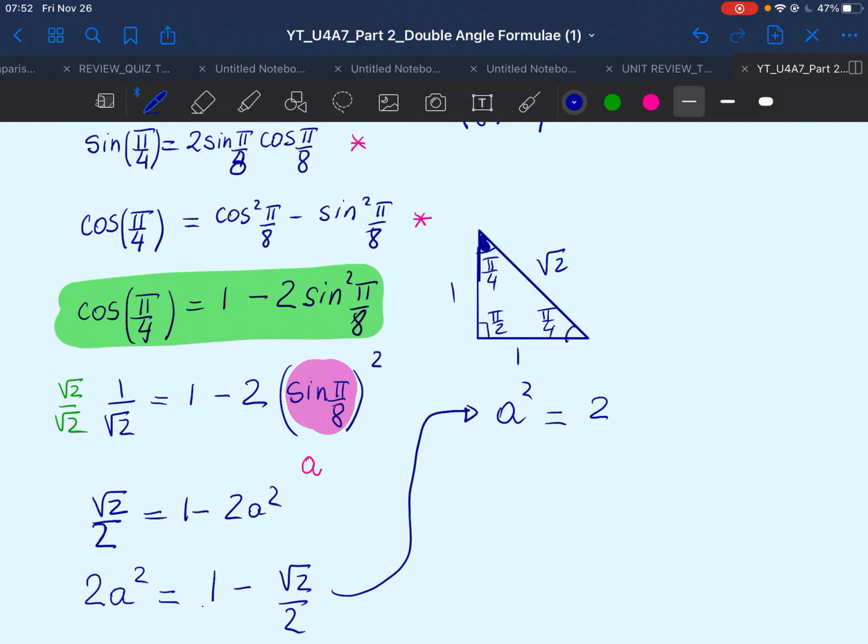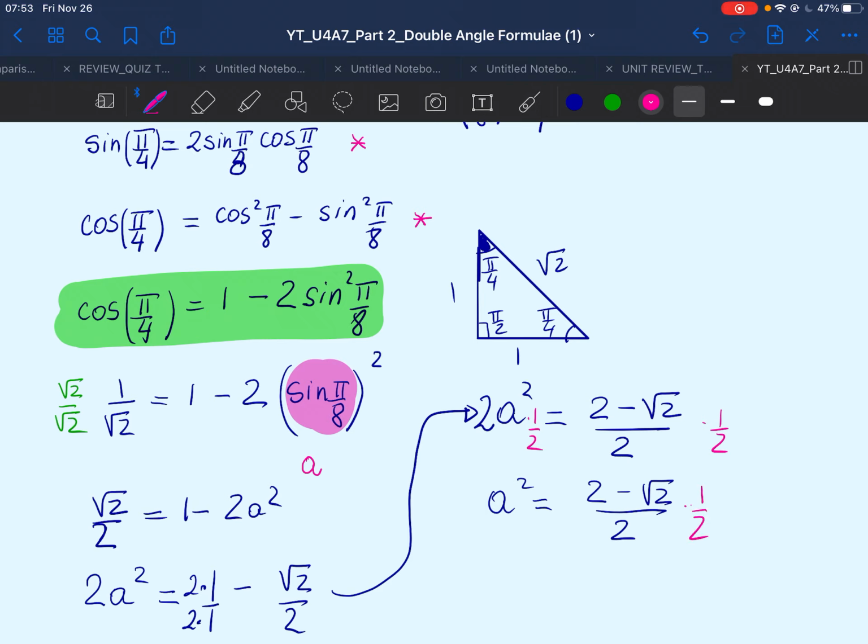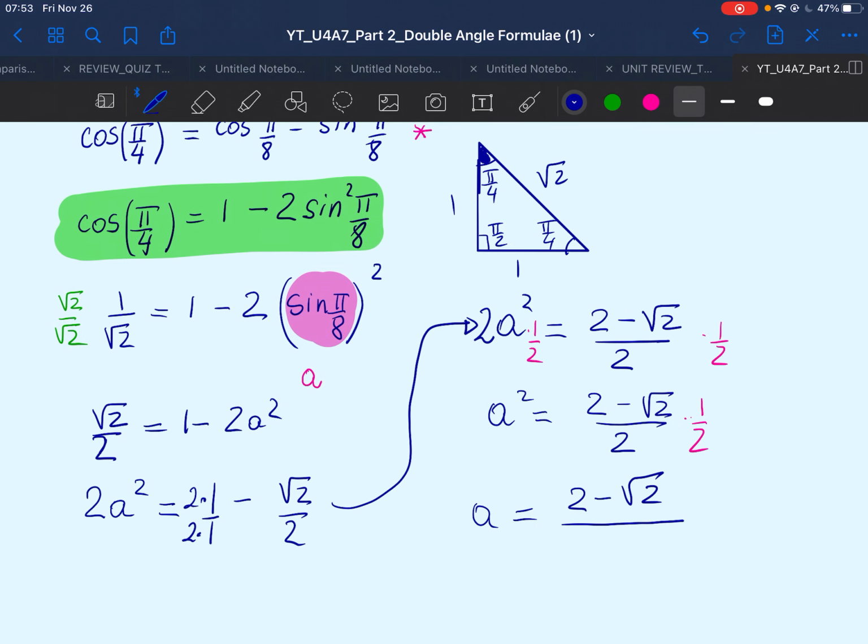So that would be number 1 over 1 can be expressed as 2 over 2. So that would be 2 minus root 2 divided by 2. We still have 2a squared on the left side. So a squared equals 2 minus root 2 divided by 2, and then times 1 over 2. So we can multiply by 1/2 both sides in order to isolate a squared. That will give a squared equals 2 minus square root of 2 divided by 2 times 2, which is 4.